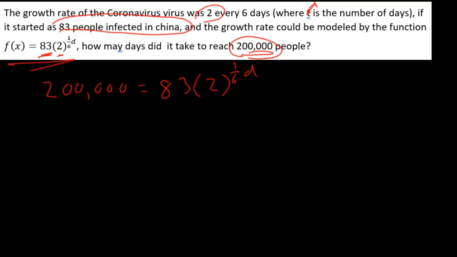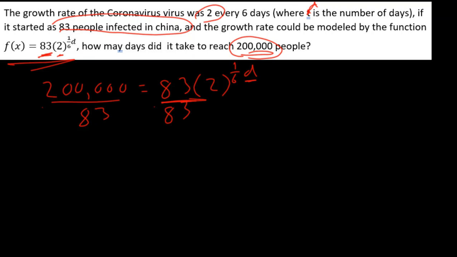Because we have this letter d, our variable, up in the exponent, at some point we're probably going to have to use a logarithm to get it down. In order to do that though, first we have to get rid of this coefficient of 83. Notice the 83 and the 2 are side by side. That means that they are being multiplied. Good. And so we will divide both sides by 83.